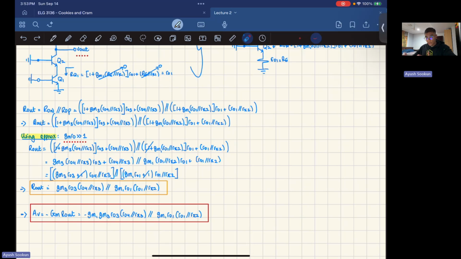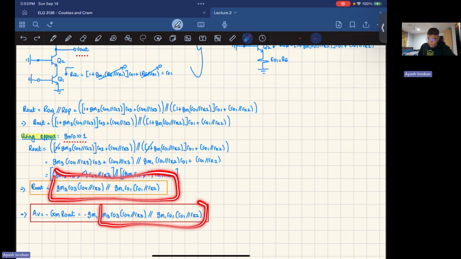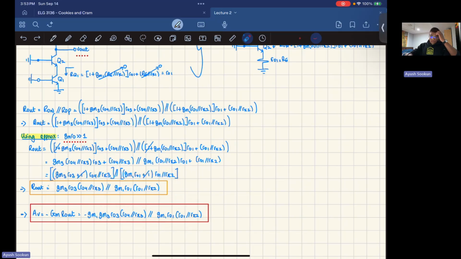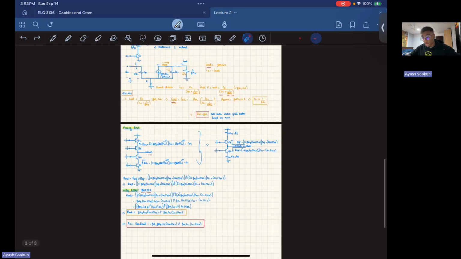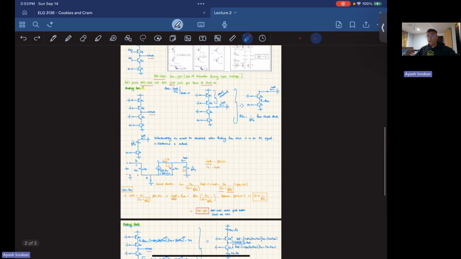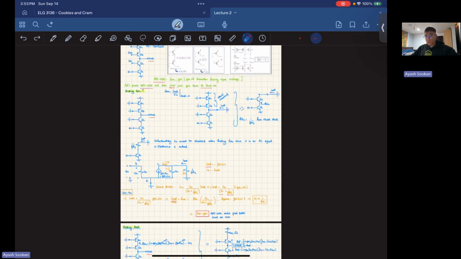Now, if I want to combine all my answers together, AV, my gain, is equal to minus GM times R out. GM we said is equal to minus GM1, and R out is whatever this thing is. So whatever this value is going to be here, that's how you find gain. So you can see that's a combination of being good at electronics 1 and a good application of electronics 2 concepts. So make sure you have that very, very well figured out.